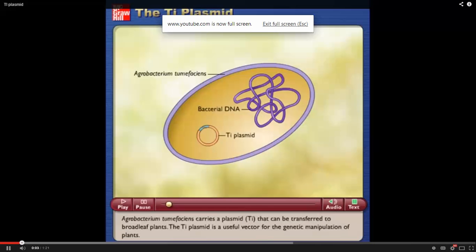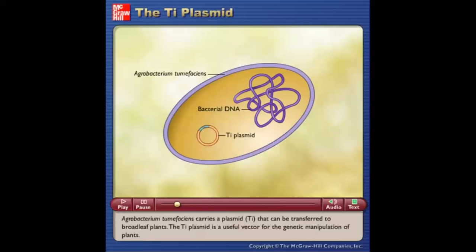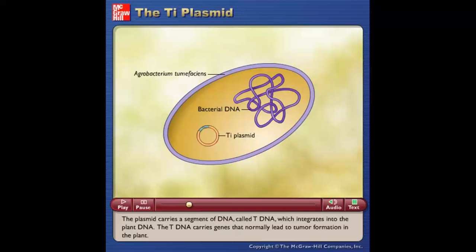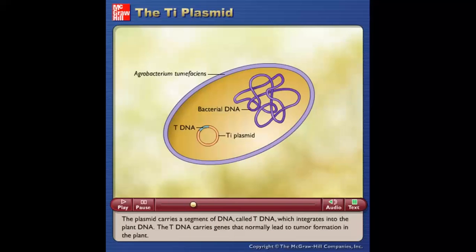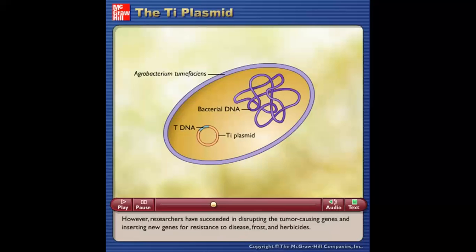The plasmid, Ti, can be transferred to broadleaf plants. The Ti plasmid is a useful vector for the genetic manipulation of plants. The plasmid carries a segment of DNA called tDNA, which integrates into the plant DNA. The tDNA carries genes that normally lead to tumor formation in the plant. However, researchers have succeeded in disrupting the tumor-causing genes and inserting new genes for resistance to disease, frost, and herbicides.